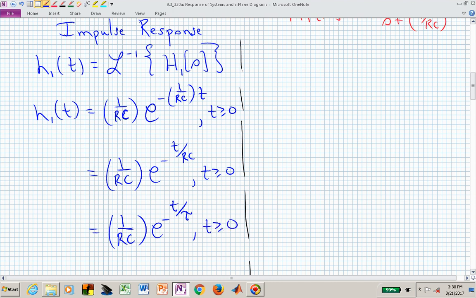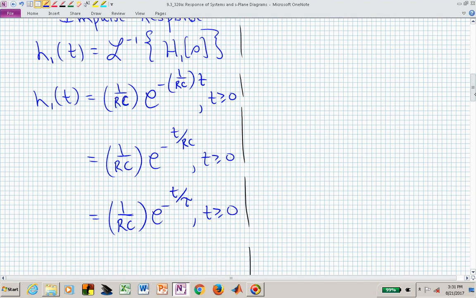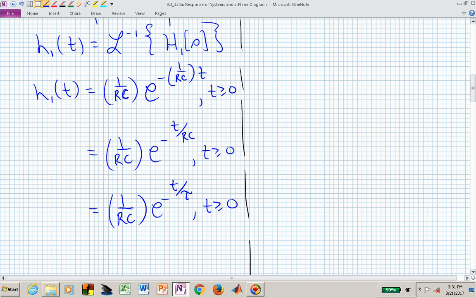Now hopefully you can see that if RC is selected to be a particular value, tau, then for this exponential factor e to the minus t over tau, when little t, time, is equal to tau, we have e to the minus 1 weighting 1 over RC. And e to the minus 1 is roughly 0.37. So after one time constant, we're at 37% of where we started at time t equals 0.